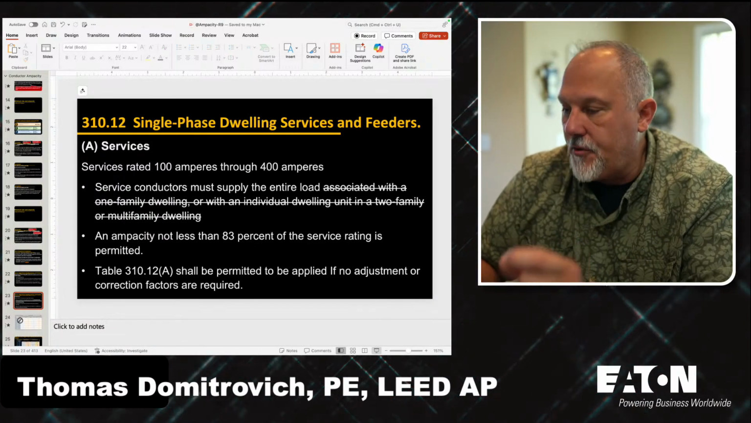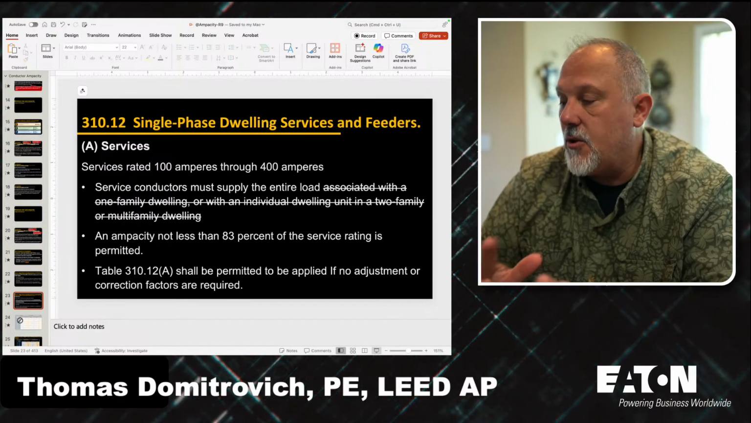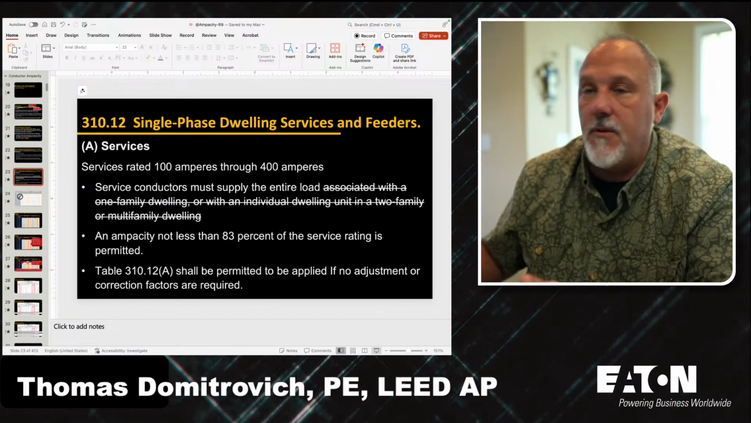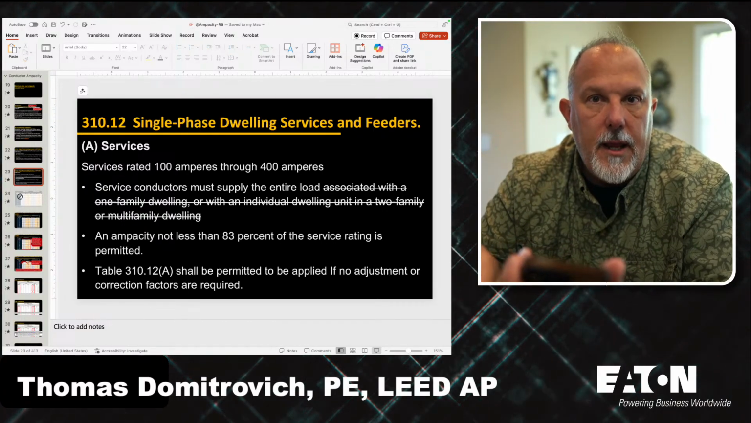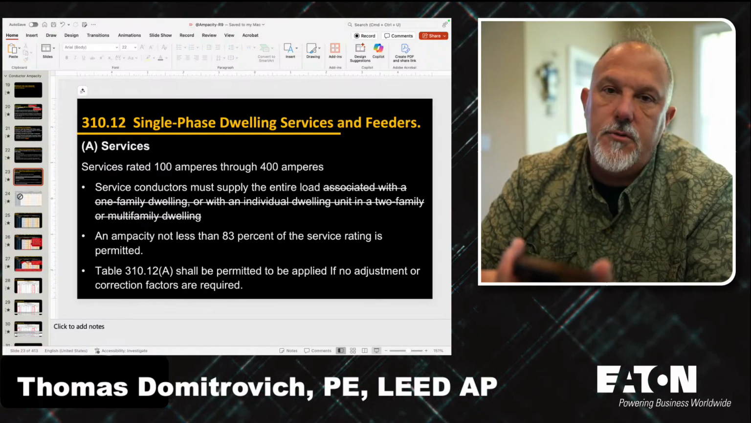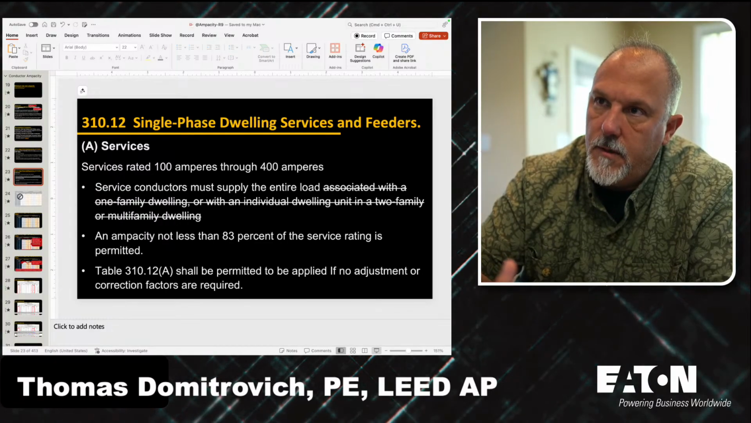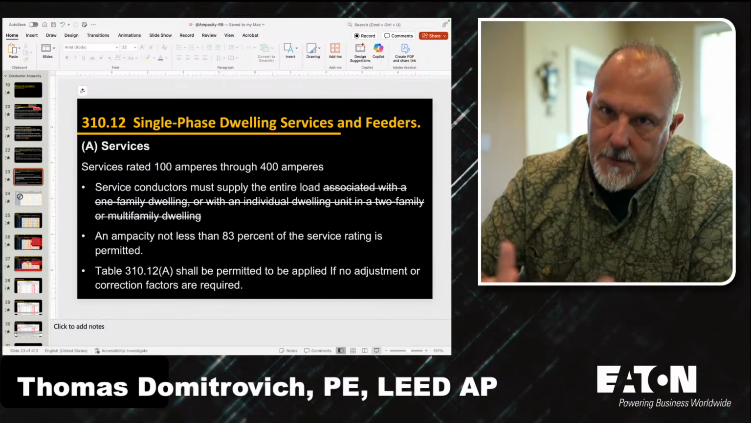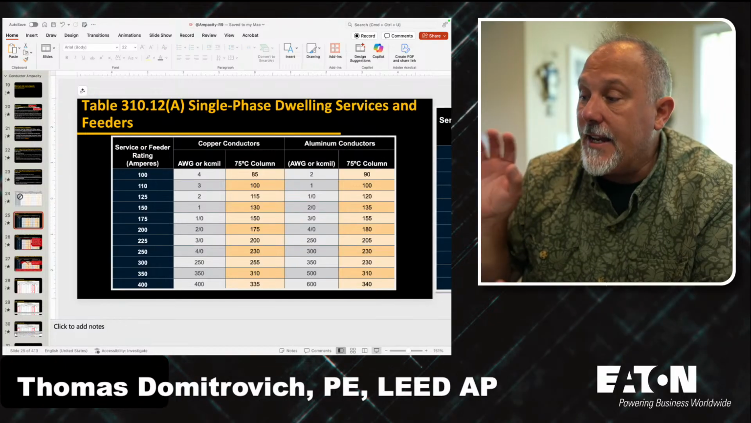Right. And then table 310.12(A) is permitted to be applied if no adjustment or correction factors are required. So that means if I'm not doing any temperature corrections or adjustments due to number of conductors in a raceway. It has nothing to do with termination. It only has to do with the number of conductors in a raceway and the temperature modifications. Then I can use this table.